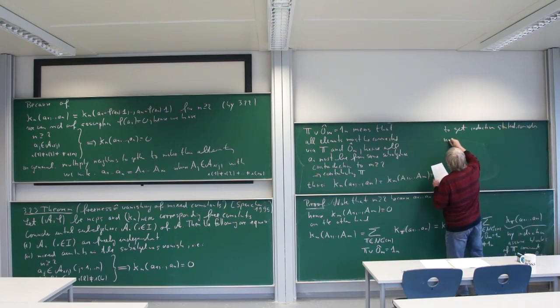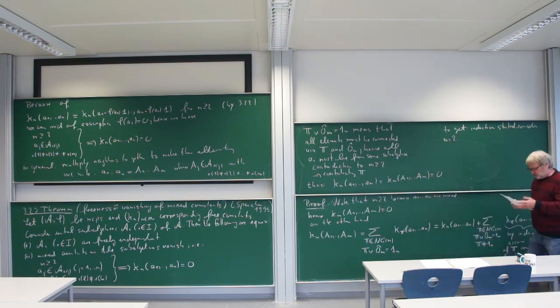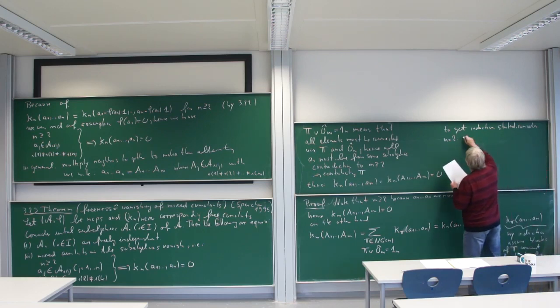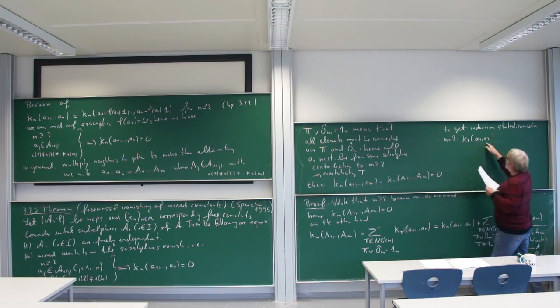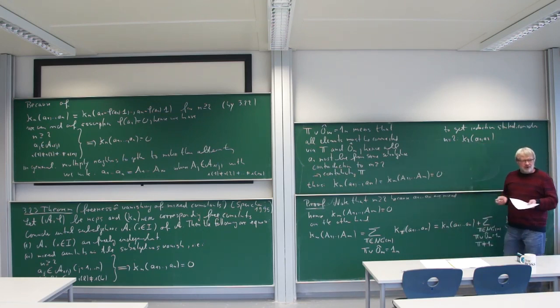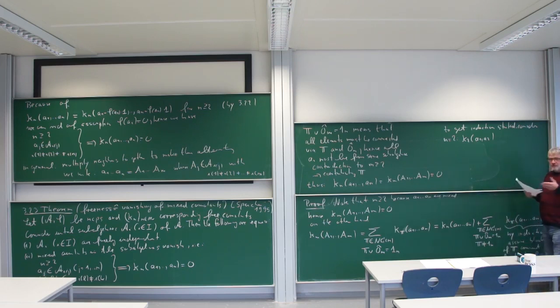Consider n equal to 2. Maybe there we should see directly. Okay, so what is this? We're looking at kappa 2 of A1, A2. So there we have a mixed situation. A1 and A2 are coming from different subalgebras, which are free, which means A1 and A2 are free.